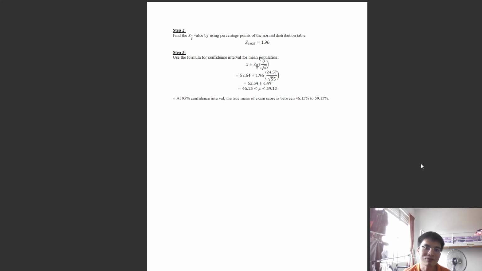Next, we use the formula for the confidence interval for the population mean. So x bar plus minus Z alpha over 2 times standard deviation divided by square root n. So equal to 52.64 plus minus 1.96 times 24.57 divided by square root 55. So equal to 52.64 plus minus 6.49. So at the 95% confidence interval, the true mean of exam score is between 46.15 to 59.13.